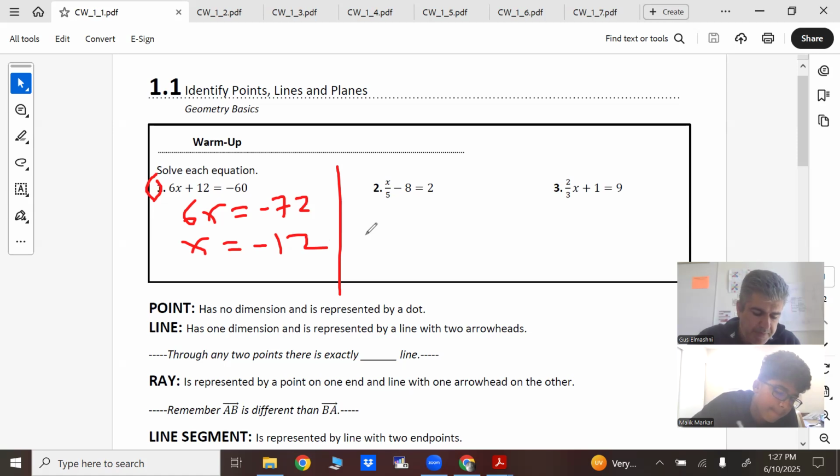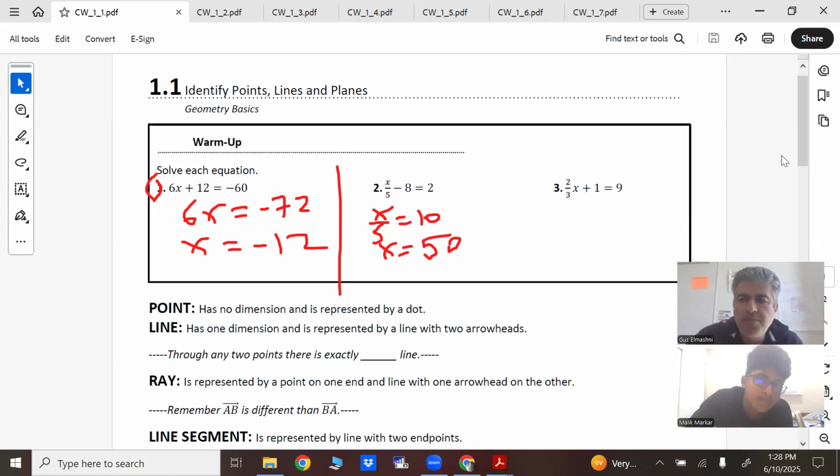How about number two? I'd add 8 to both sides, so x over 5 equals 10. And then I would multiply by 5 on both sides. And then the fives on the left would cancel out, and then x equals 50. Okay, good.